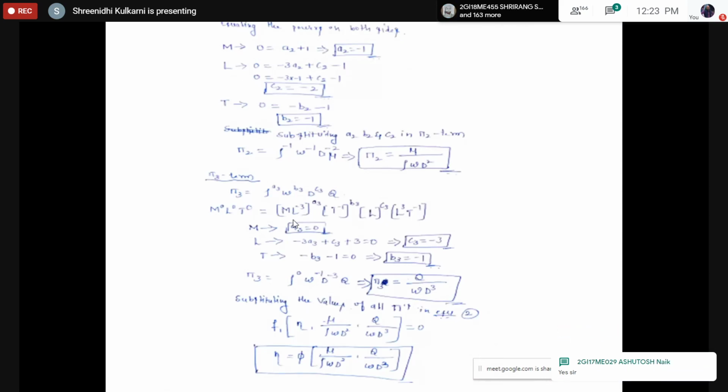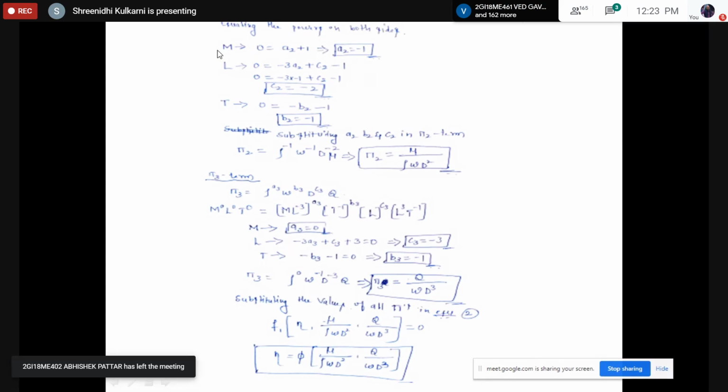So next, we have to equate the powers on both the sides. First I will consider M. In the previous slide, you can see the left hand side power is 0, and I'm solving for M.